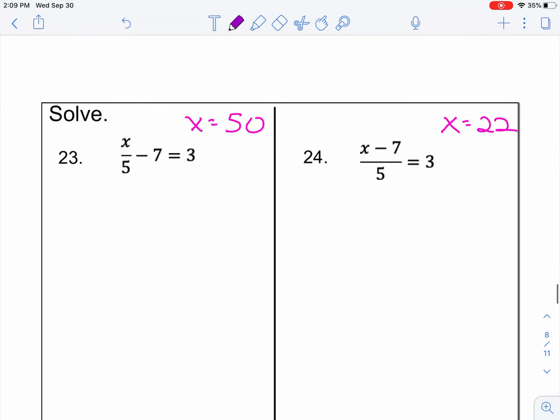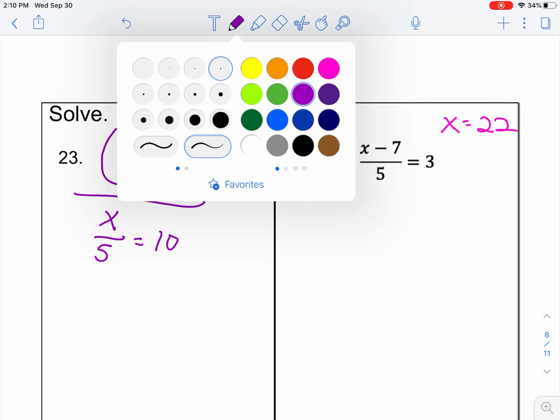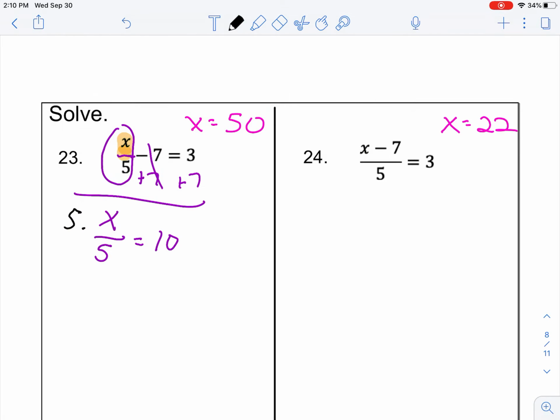These two are a little more complicated, and a lot of people get mixed up on what to do here. Remember, our goal is to get this variable by itself. What was done to the variable is it was divided by 5 and then 7 was subtracted. So what I have to do is get this part by itself. The last thing I did was subtract 7, so in this case I have to add 7 first. So now I get x divided by 5 is equal to 10. Now I have x divided by 5, I have to do the opposite, which is multiply by 5, and now I get x equals 50.